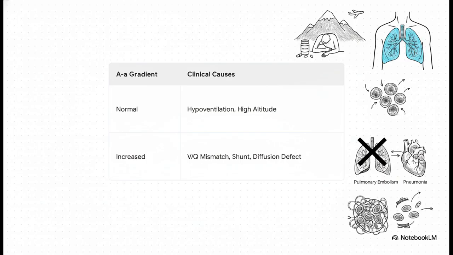But if that gradient is elevated, it demands an anatomical audit. It means the lung is actively failing to transfer oxygen properly, usually due to a VQ mismatch like a pulmonary embolism, a shunt, or some kind of diffusion defect.